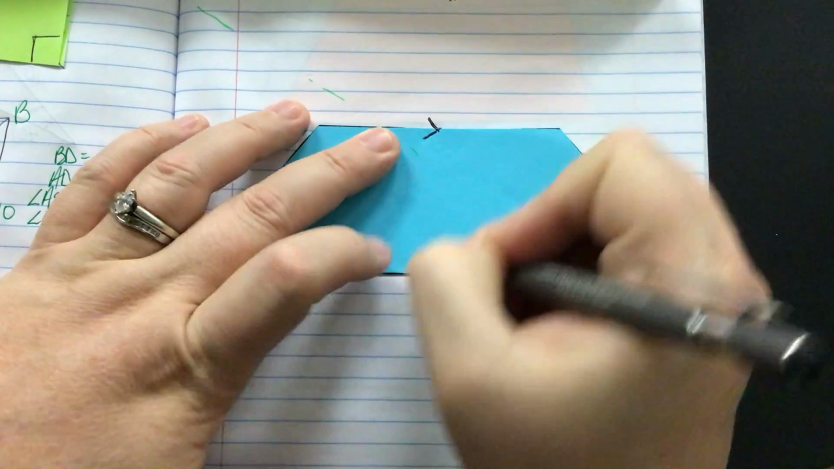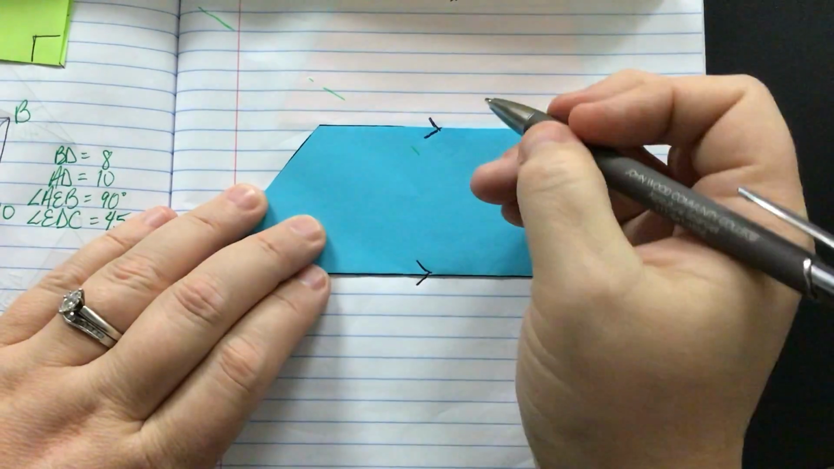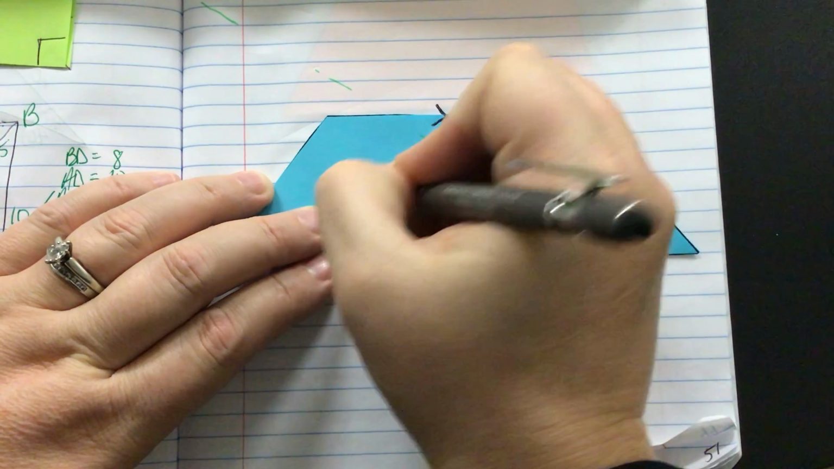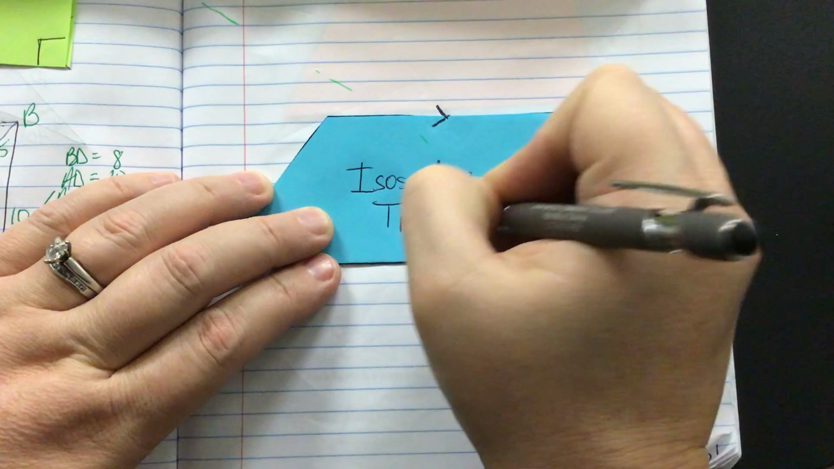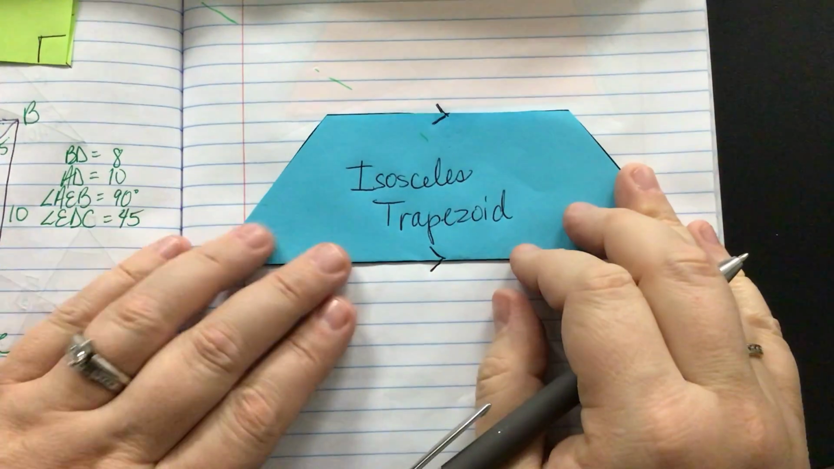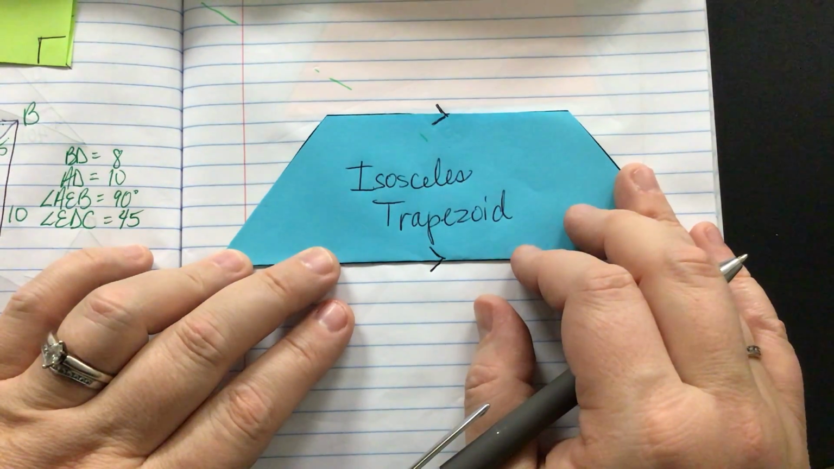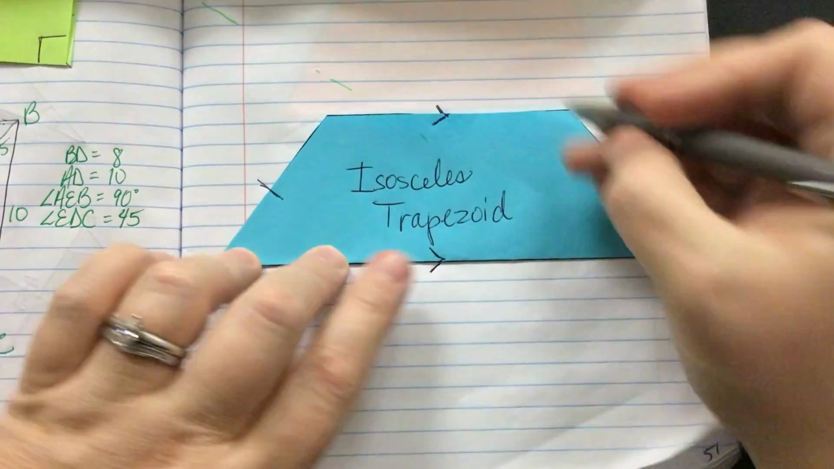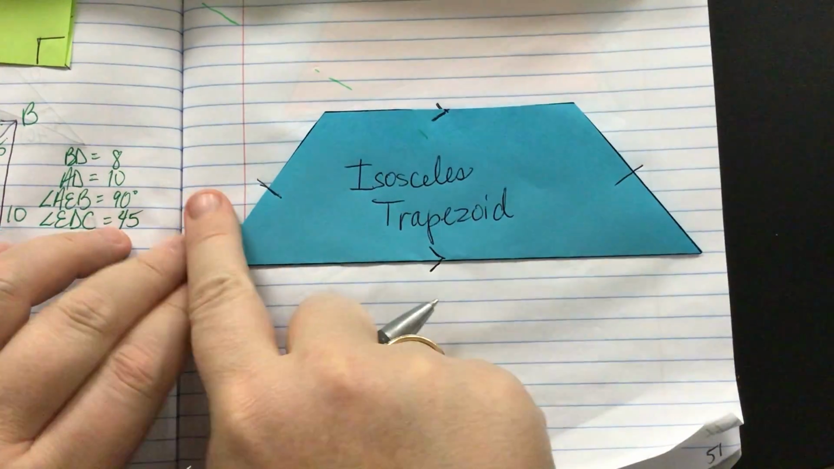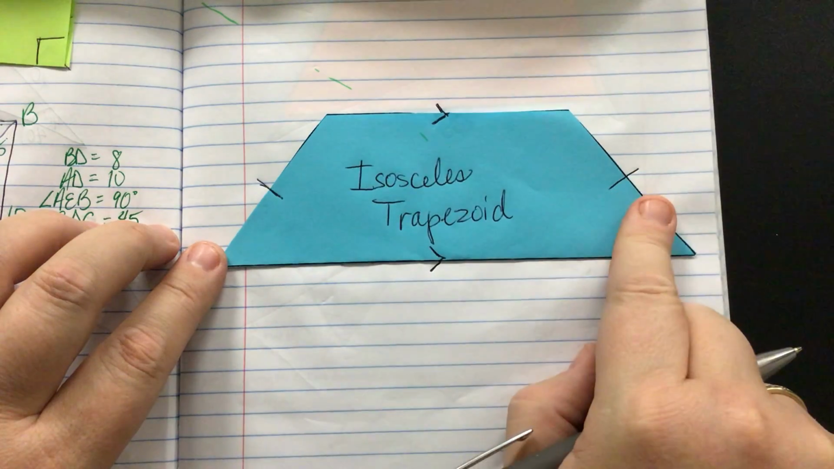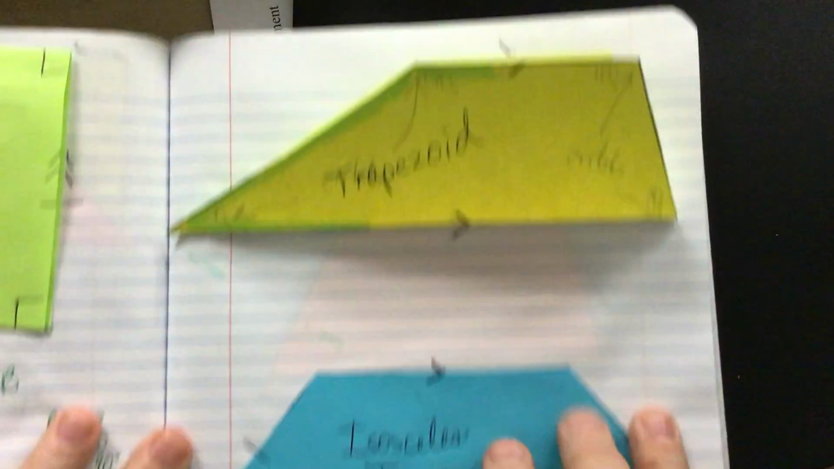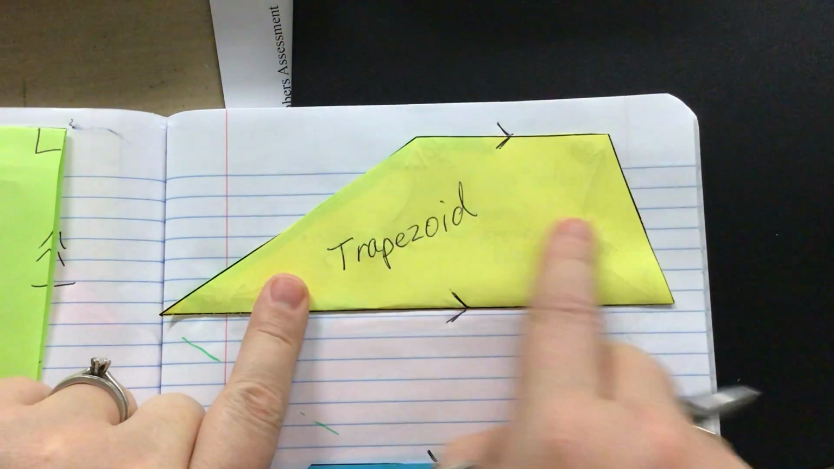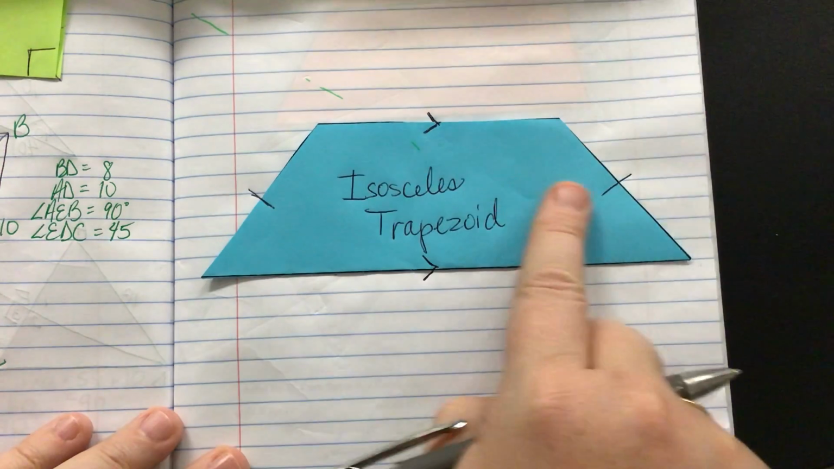So the bases are still parallel in a trapezoid, but this blue one here is a specific type of trapezoid. It's an isosceles trapezoid. What makes an isosceles trapezoid special is that your legs are congruent. So these 2 legs are going to be congruent. So again, it still has the bases that are parallel, but again, in the yellow one, do these 2 legs look the same length? No, but if it's isosceles, that means they are.